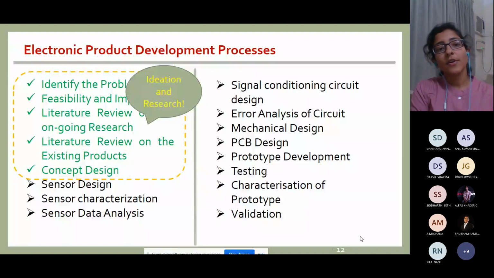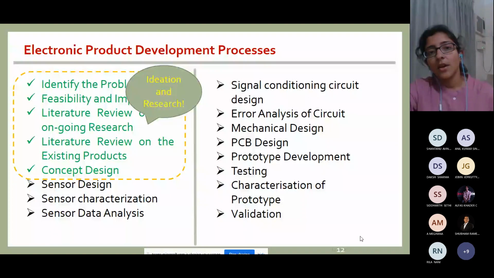Whenever we go for electronic product development, we must have some capability of measuring physical parameters. How do we measure physical parameters? By the use of a sensor. So electronic products should have some sensing capabilities. Why do we need sensors? Because the sensor will sense physical parameters like temperature, light intensity, whatever, and then it is converted to an electrical signal.